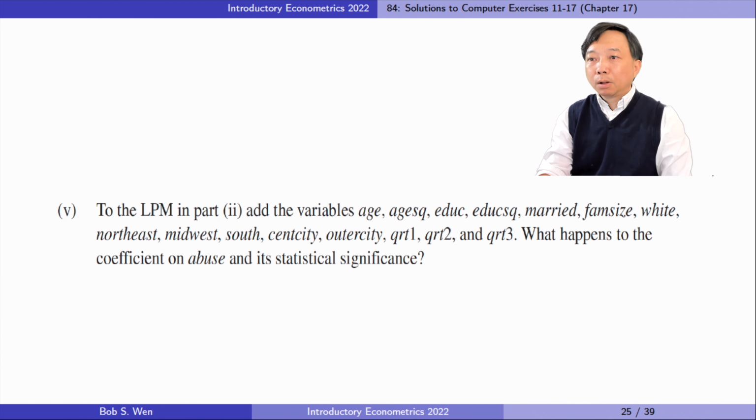In Part 5, to the linear probability model in Part 2, add the variables age, age squared, education, education squared, married, family size, white, northeast, midwest, south, central city, outer city, quarter 1, quarter 2, and quarter 3. What happens to the coefficient on abuse and its statistical significance?